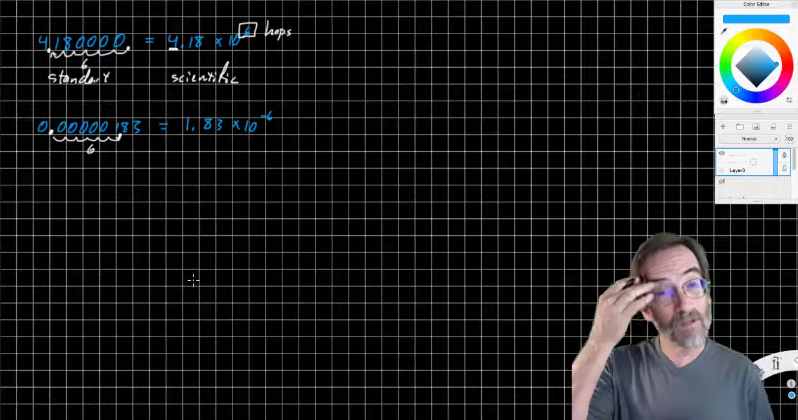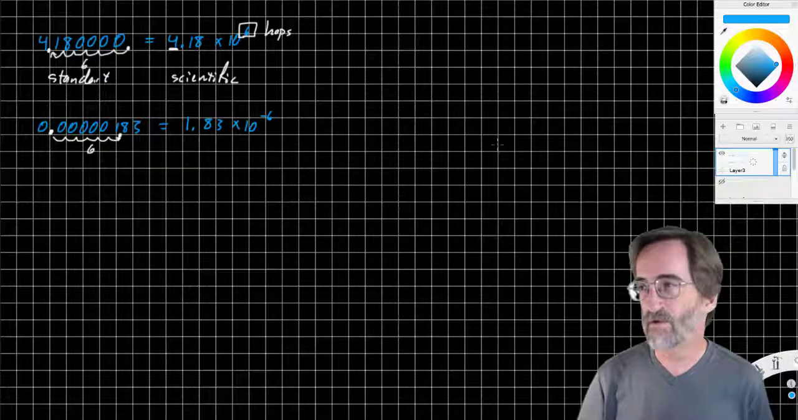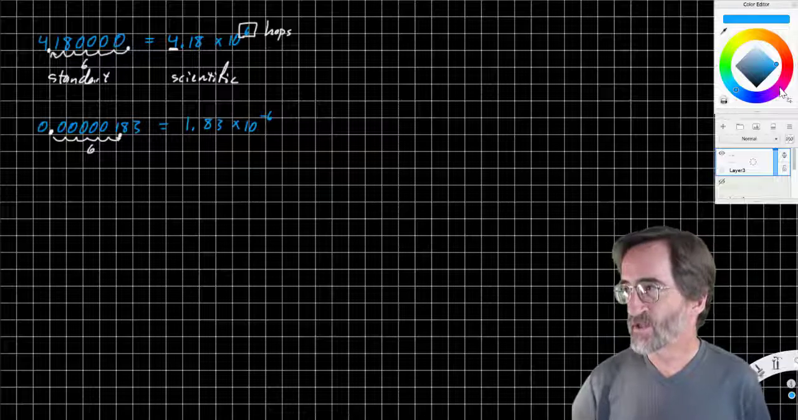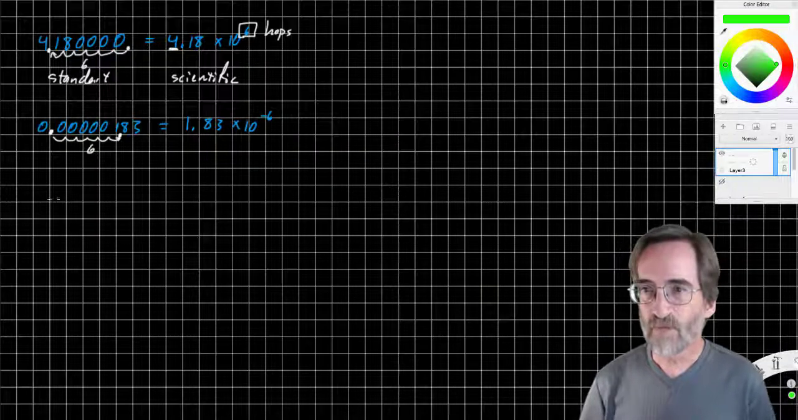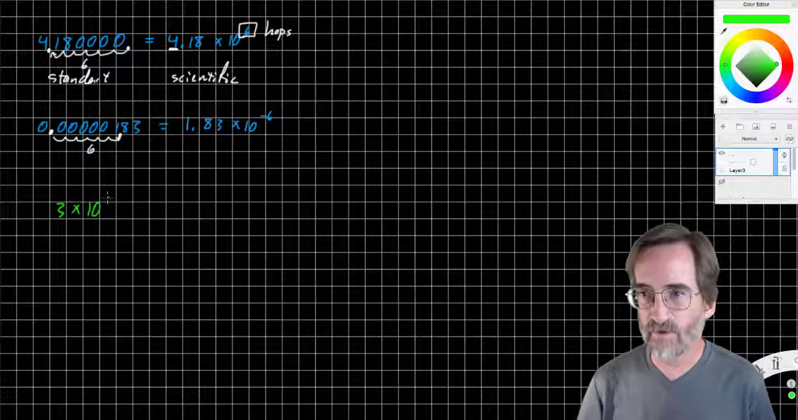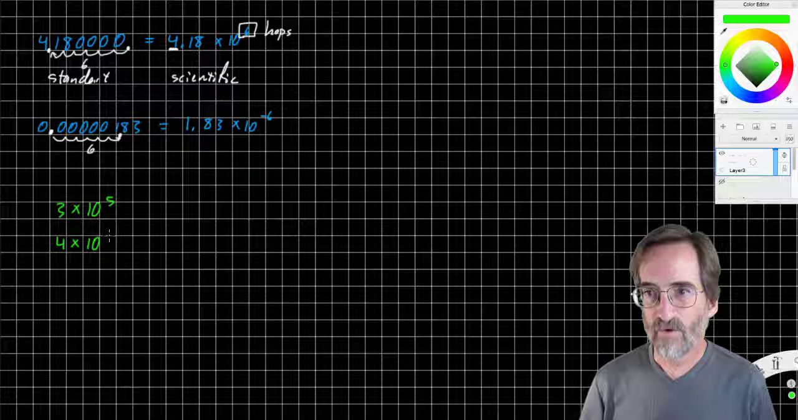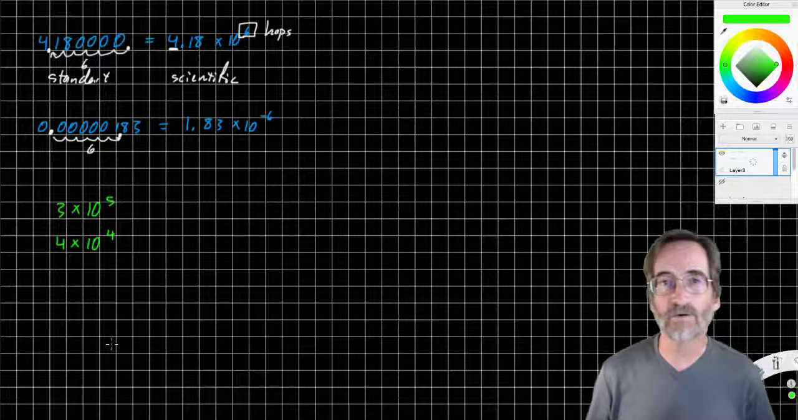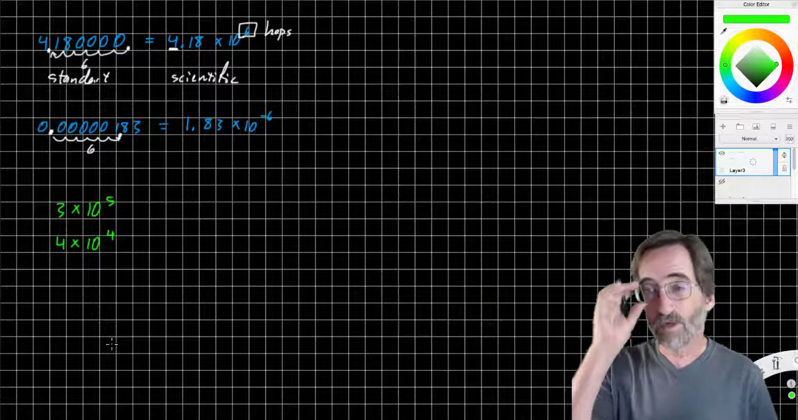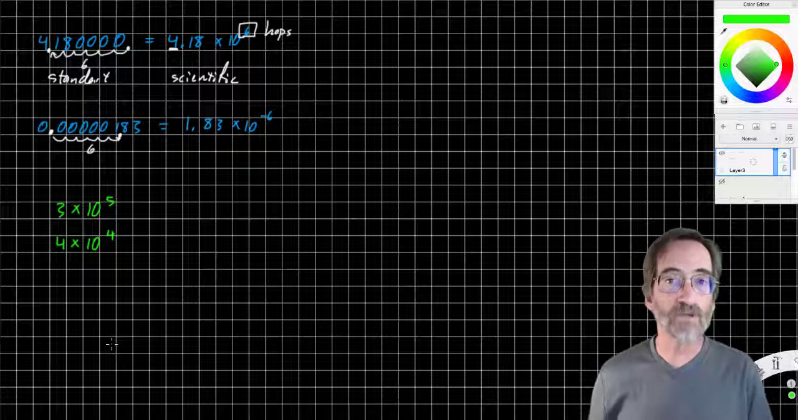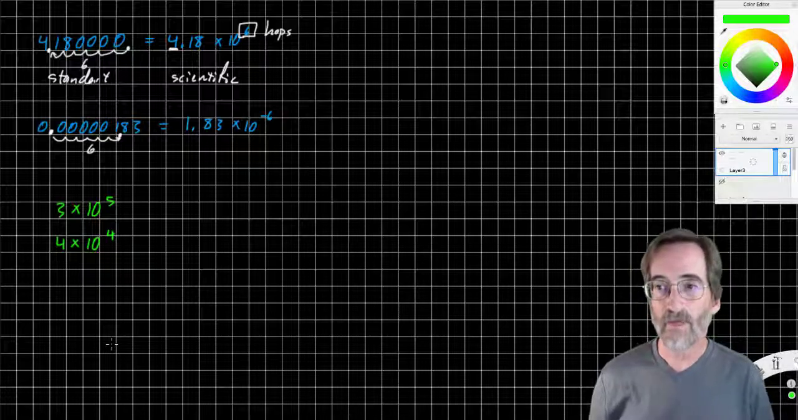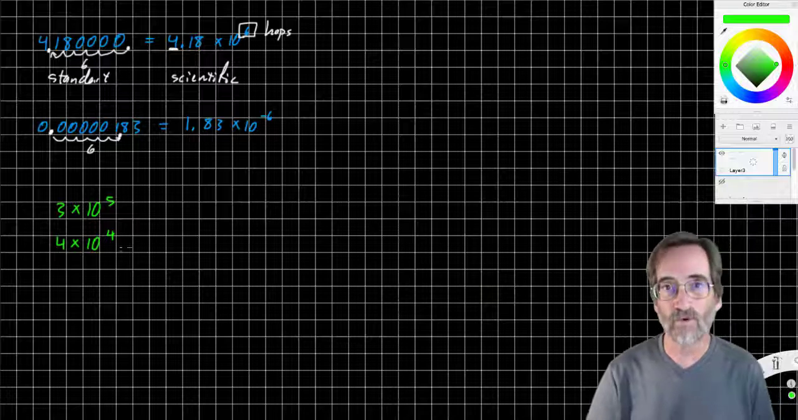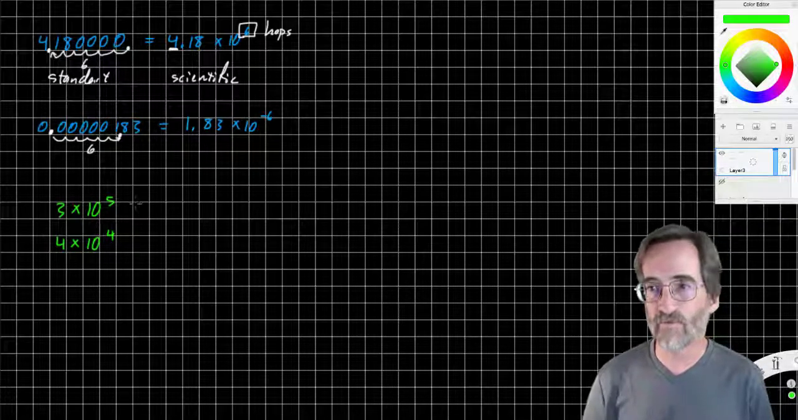One more thing you need to be able to do, and that is to compare scientific numbers. Let's take an example here. Let's do 3 times 10 to the 5th and 4 times 10 to the 4th. Which number is bigger? Which number is smaller? Now, in order to tell, I could convert them to standard notation and compare them that way. And that's what I'm going to do first, but we'll explain shortly how to do it without converting.